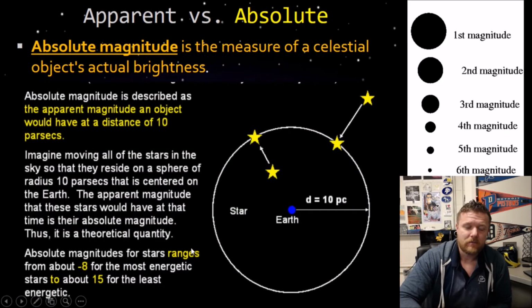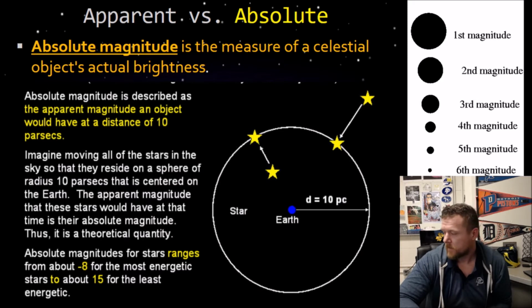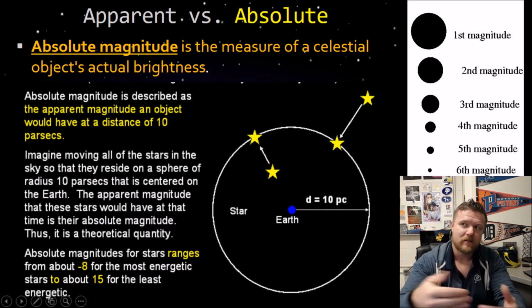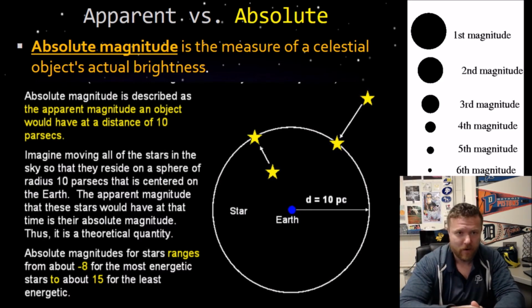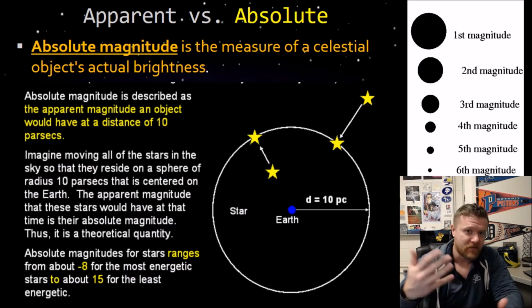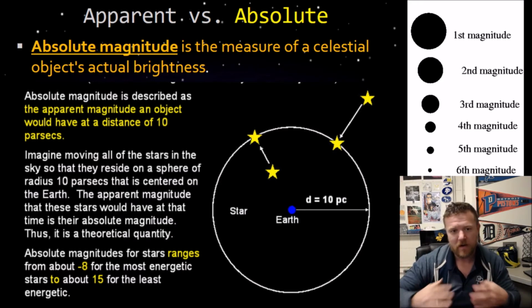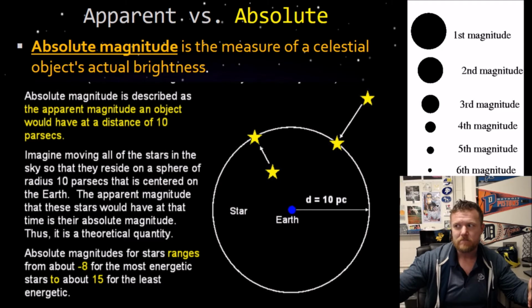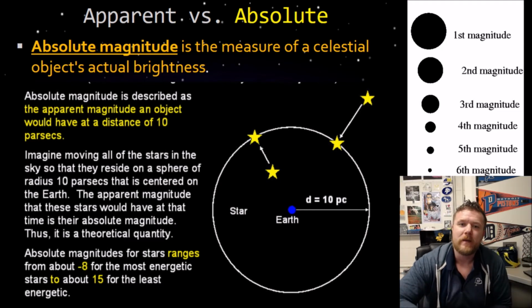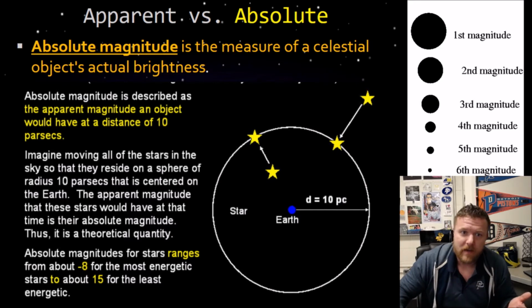Absolute magnitude is, what if every star was the same distance? Then what would we see as being brighter? So we made up a random distance of 10 parsecs, because it's a nice round number. If we pretended that every single star was 10 parsecs away, then what would the brightness be? And that is only one variable: basically, how much energy is coming out of the star.